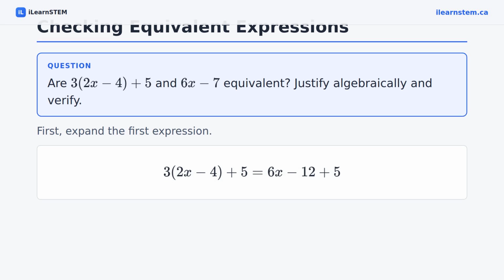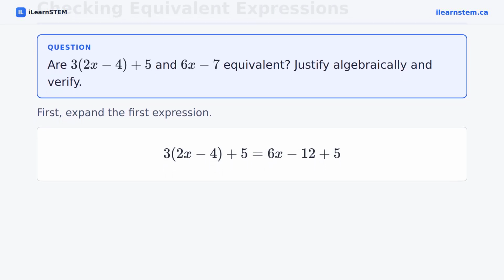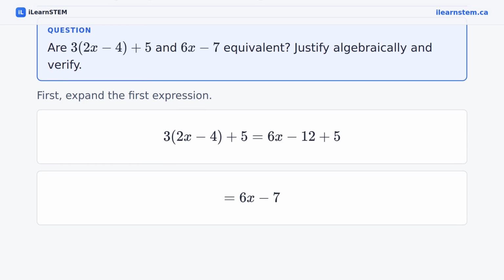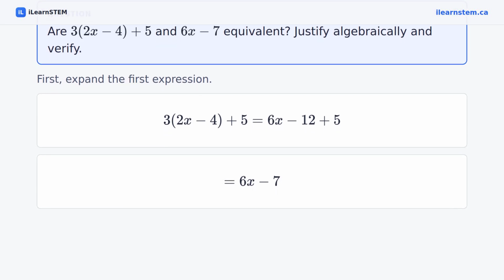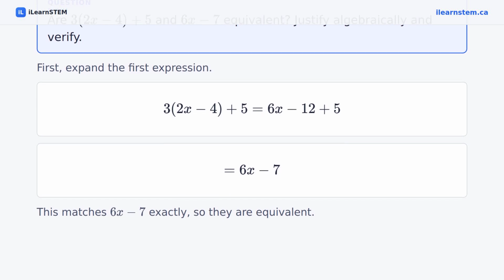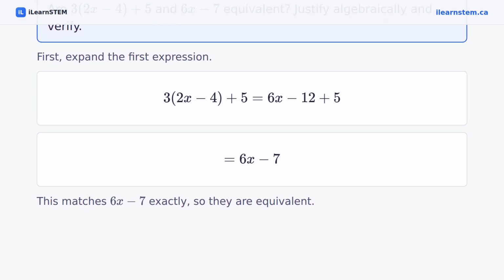3 times 2x minus 4 gives 6x minus 12, then plus 5, which simplifies to 6x minus 7. This matches the second expression exactly, so they are equivalent.